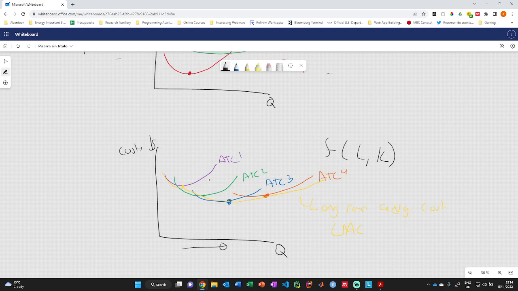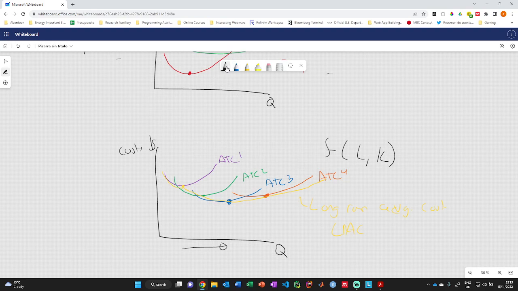So in this case, remember we have these individual short run cost curves, which are the average total cost, but if we fix, in this case, the capital, and as we change the capital and increase it, in this case to 2, 3, 4, we produce different cost curves. And when we link them all together, then we have the long run average cost curve. Because in the long run, we can actually change the amount of capital as much as we like.